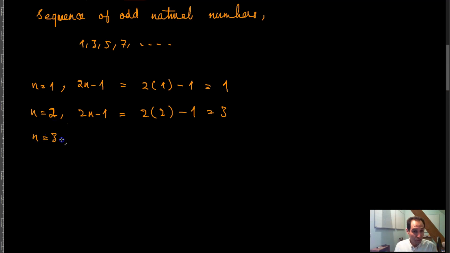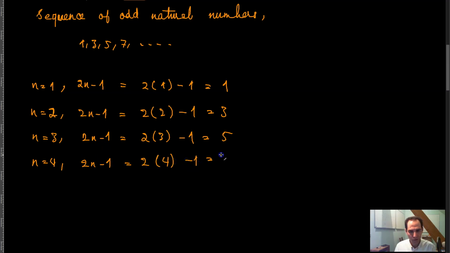If n is equal to 3, then 2n minus 1 is going to give you 2 times 3 minus 1, which is equal to 5. If n is equal to 4, which is this term over here, 2n minus 1 is going to give you 2 times 4 minus 1, which is equal to 7, and so on and so forth. That means that the nth term over here, a of n, can be described as 2n minus 1.